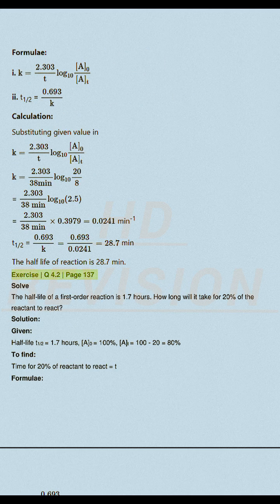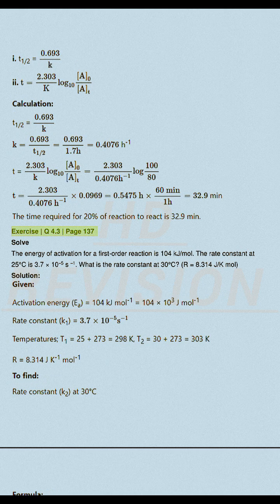Exercise Q 4.2, page 137. Solve. The half-life of a first-order reaction is 1.7 hours. How long will it take for 20% of the reactant to react? Solution. Given half-life t1/2 equals 1.7 hours, [A]0 equals 100%, [A]t equals 100 minus 20 equals 80%. To find the time for 20% of the reactant to react, t. Formulae.